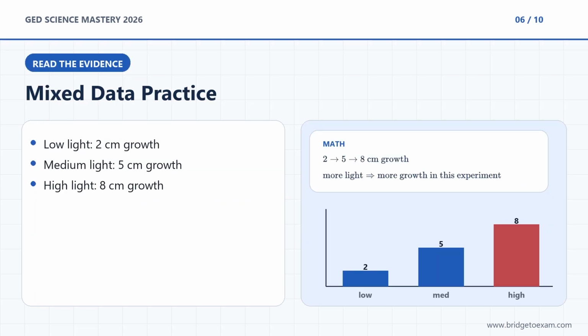Let's practice with a mixed data table. A student measured plant growth under 3 light levels. Low light plants grew 2 centimeters. Medium light plants grew 5 centimeters. High light plants grew 8 centimeters. The trend is simple. In this experiment, more light was associated with more growth. Notice the careful wording. We can say what the data show, but we should not claim this proves every plant in every condition will behave the same way.